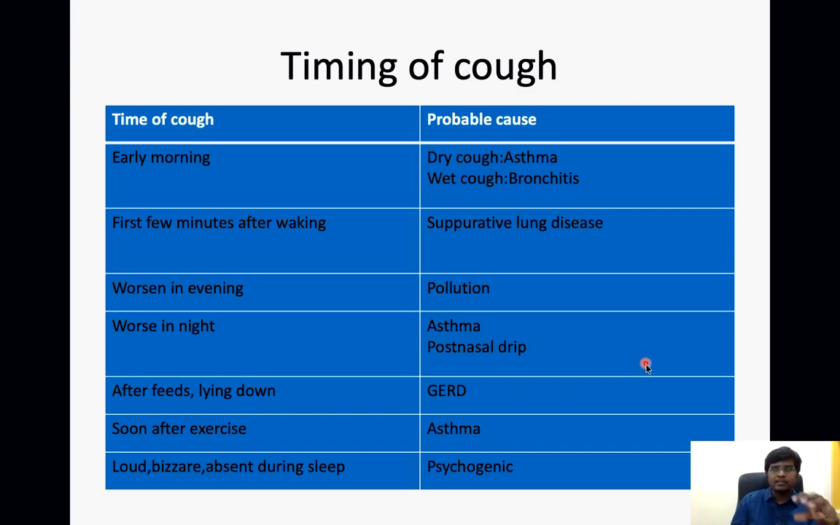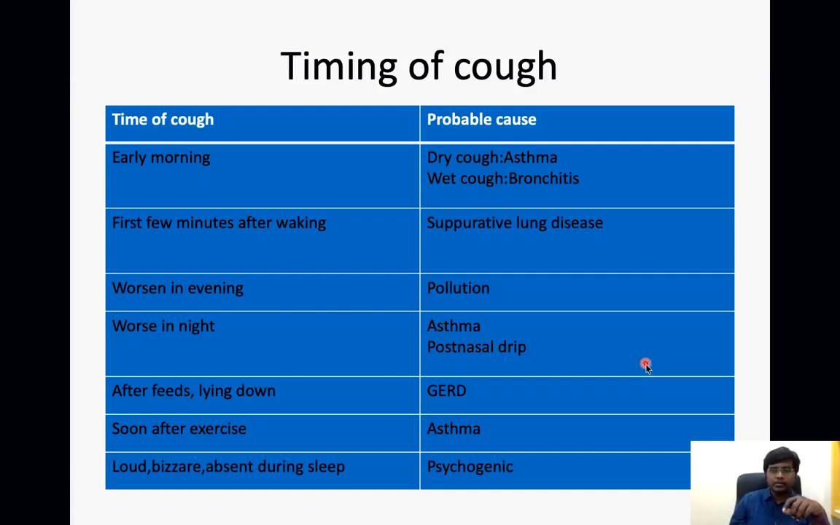And worsening in the evening: for example, in a city like Chennai, where the pollution is more, in the morning the sky would be very clear, and as the day goes on the pollution increases, so there is a worsening of cough in the evening period. And for worst cough in the night, you think of postnasal drip. Once the child tries to lie down in the reclining position, there is a dripping of secretions into the pharynx, where again the cough receptors are present, so the child will have recurrent cough in the night, especially on lying down.